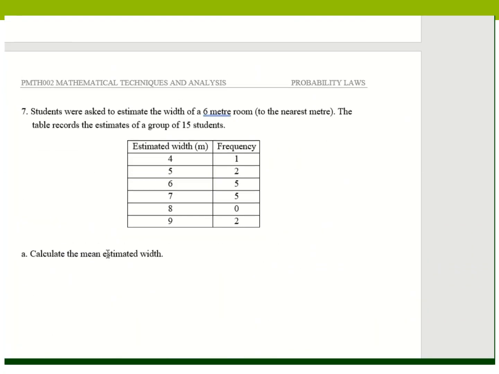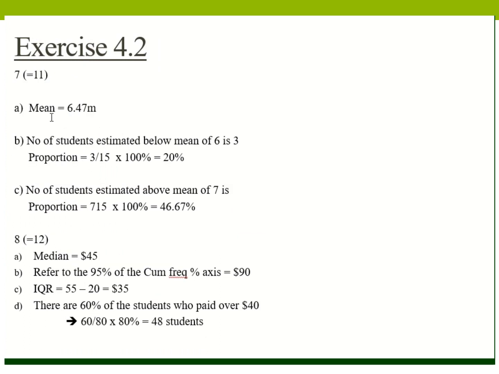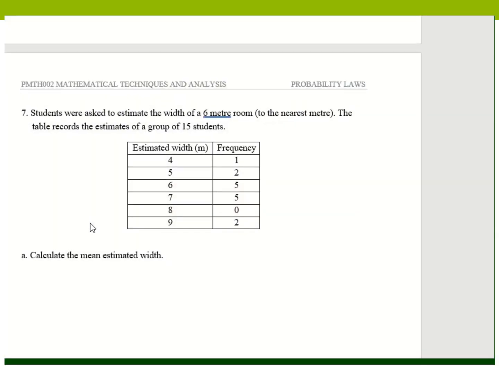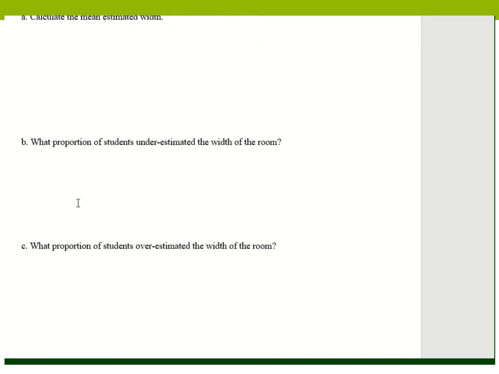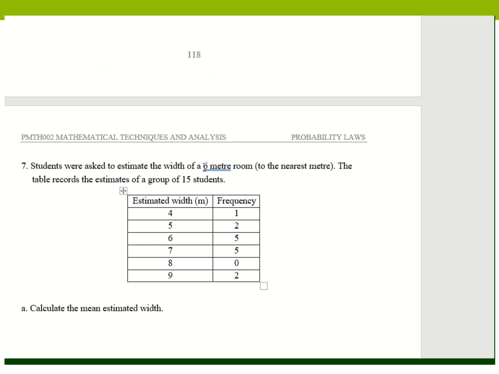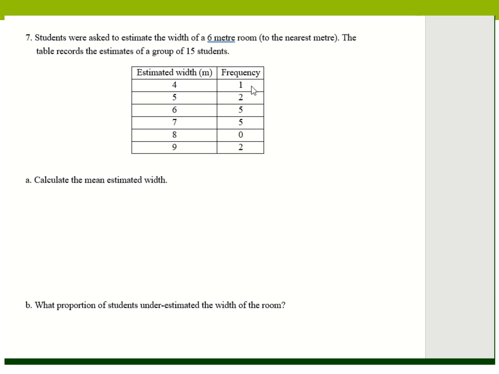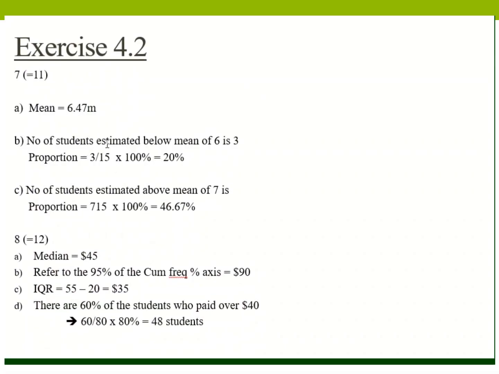Okay. Question 7, calculate the mean estimated weight. So you calculate the mean, then they just asked you for the proportion. Proportion is always percentage. Underestimated the width of the room. What is the width of the room? 6 meters. Underestimated means they are saying it is smaller than it is. So how many students measured less than 6 meters? These two, right? 4 and 5, right? So 3. I'll show you the working here. 3 out of 15 times 100%, 20%.